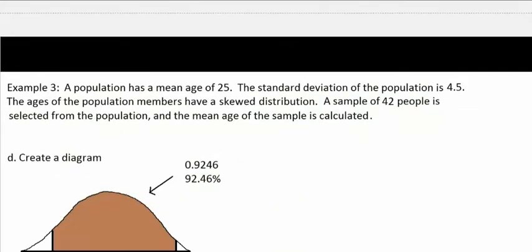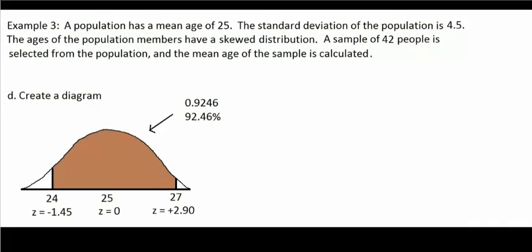And then in part D, we make a diagram. And just like before, we have the population mean, which in this case is 25 right here. The mean always has a z-score of 0, so put 0 right there. Put the two numbers we turned into a z-score, which are 24 and 27. So 24 is out here because it's below 25. 27 is up here because it's above 25. So make sure to pay attention to whether the number is below or above the center point.